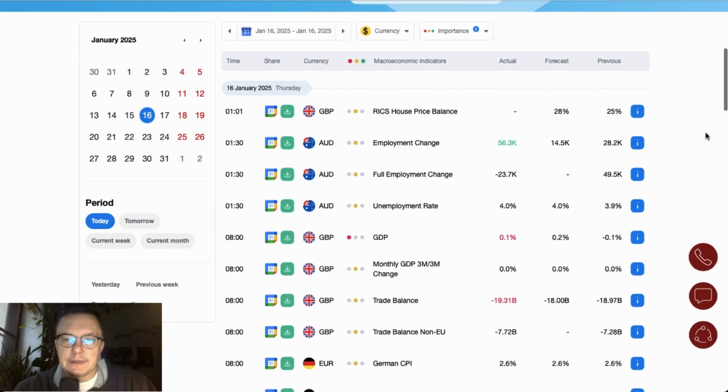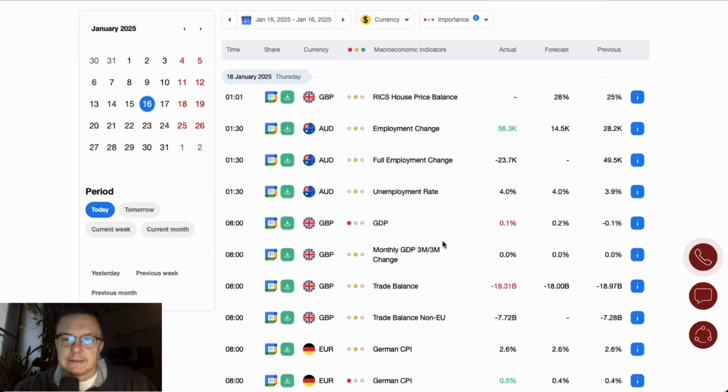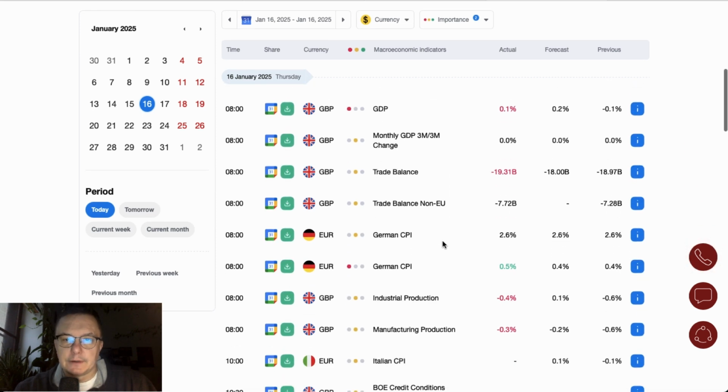We're going to start with the London session. No, first there is some data from Australia, so the Asian session is first. Employment change, unemployment change and unemployment rate have been published here on this economic calendar website. The data from Australia looks quite good, with the unemployment rate at the same level of 4%. Unemployment change is up from 28,000 to 56,000 jobs.